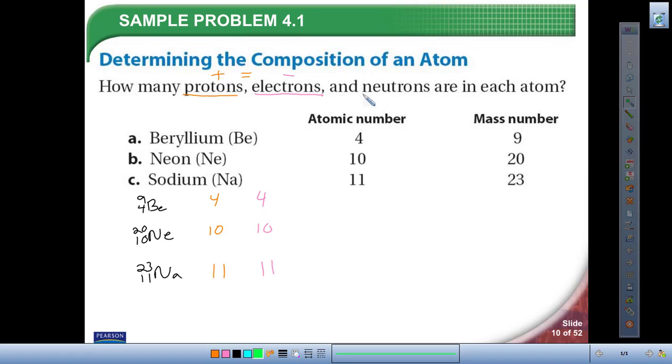And then lastly, for the neutrons, we're just going to subtract vertically. 9 minus 4, 20 minus 10, and 23 minus 11.